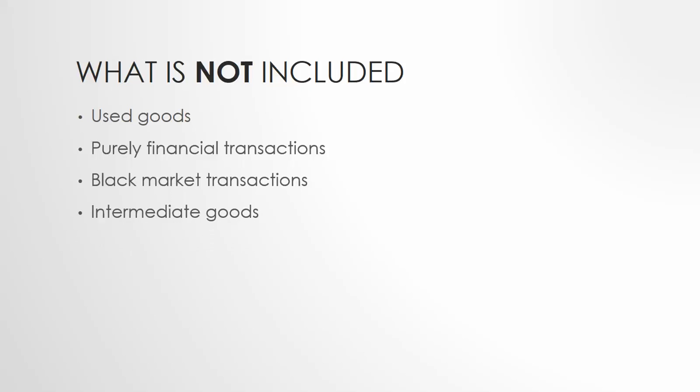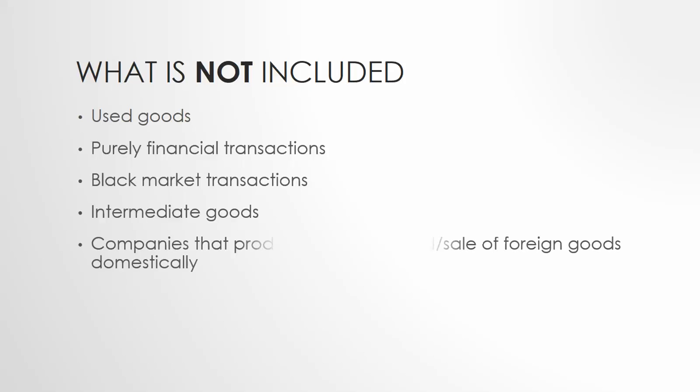Intermediate goods are not included. Intermediate goods are just anything that goes into the production of another good. So for instance, the cotton that is used to make a t-shirt is an intermediate good because it goes into the production of making the t-shirt. So the purchase of that cotton is not included in GDP.